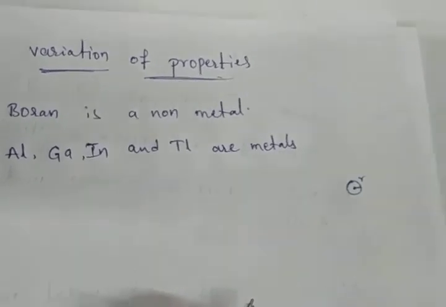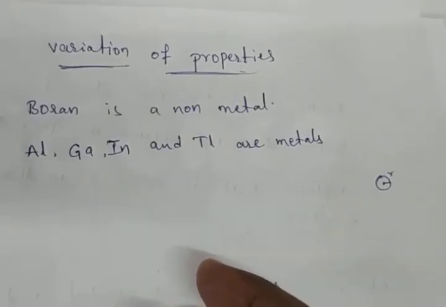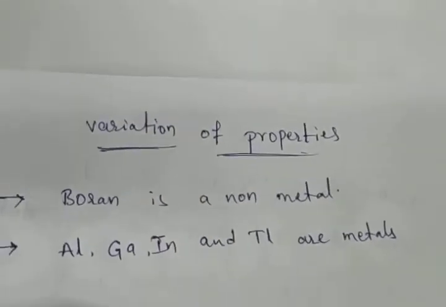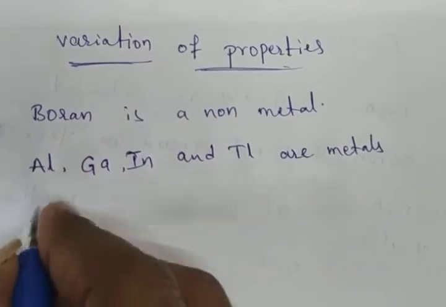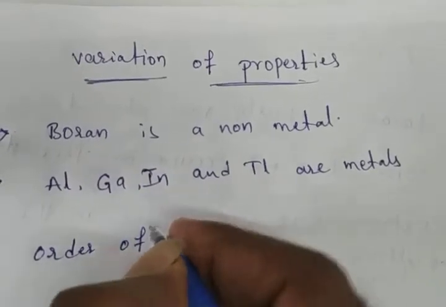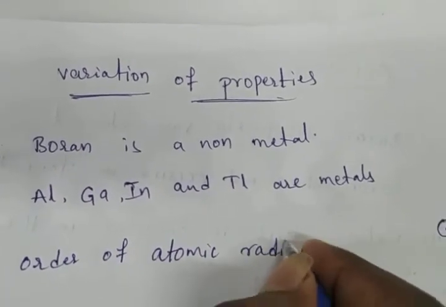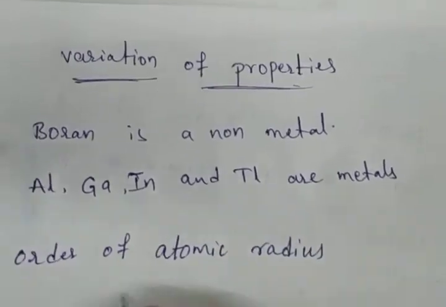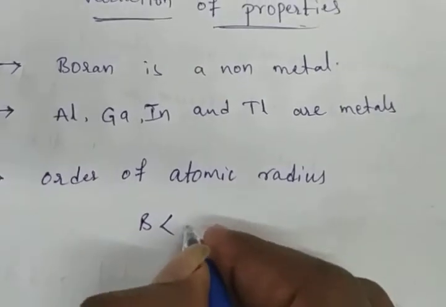What about the atomic radius or size in the group? In the group it increases from boron to thallium. Boron to thallium it is increased. Order of atomic radius.